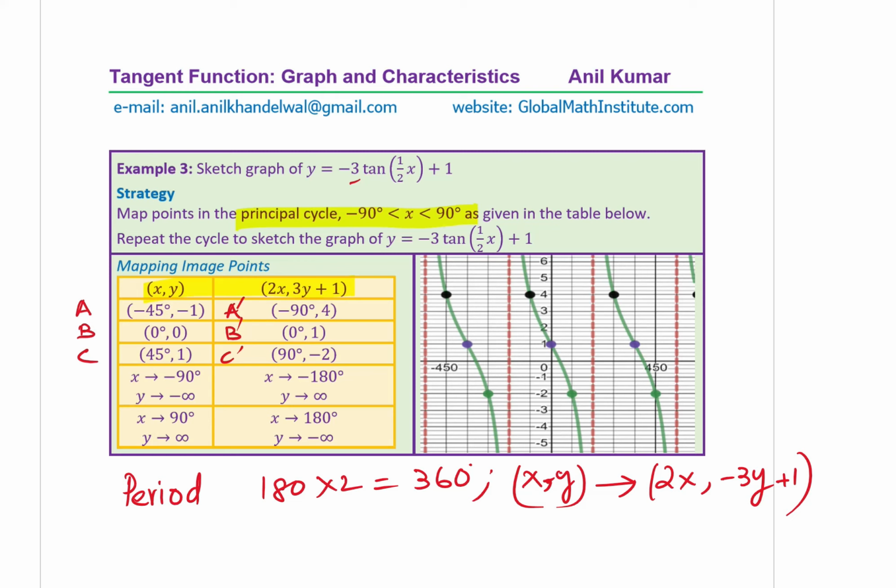So do your calculations. Once you do the calculations, the point minus 45 degrees, minus 1 will be mapped to minus 90 degrees, 4. 0, 0 will be 0, 1. 45, 1 will be 90, minus 2. The end behavior: see that minus flips it, correct? So instead of increasing, the function now is a decreasing function, correct?